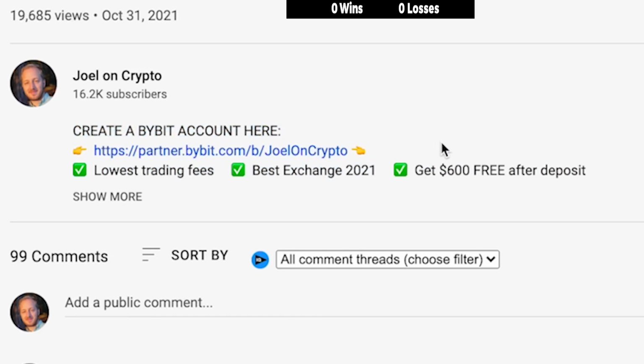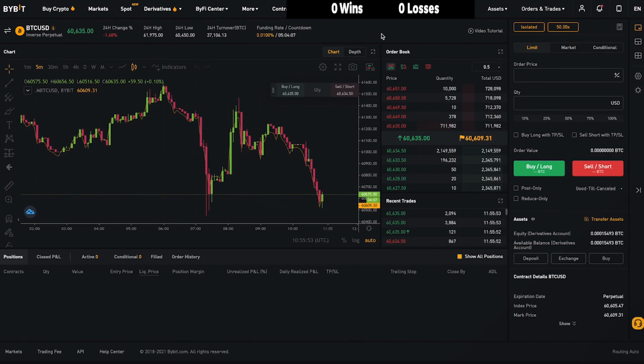But this is only for experienced traders. Keep in mind that my trading style is very risky. I'm using 50x leverage, which is very, very high, and this is not recommended for beginners at all. But without further ado, let's start trading.